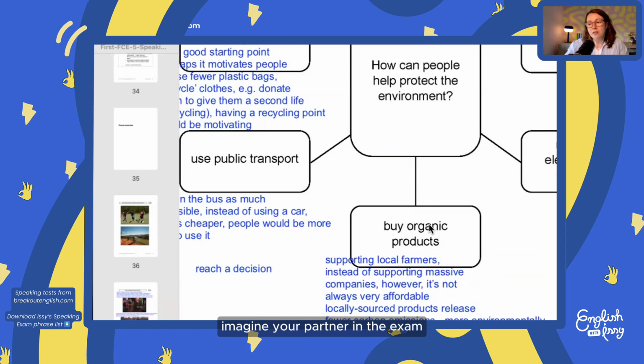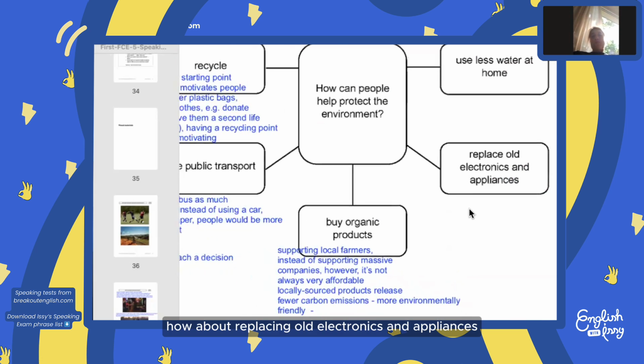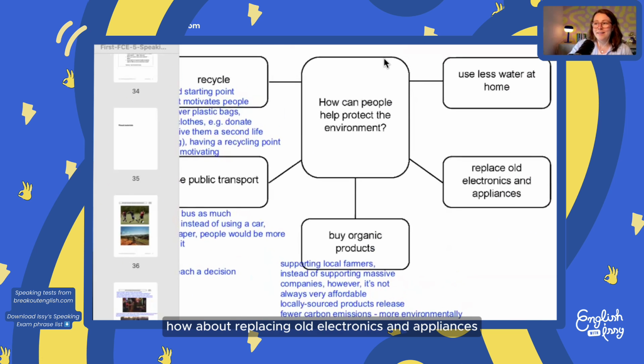This is really good because imagine your partner in the exam is really passionate about organic products and they're like, yeah, organic is the way to go because without organic products, we're killing the planet. And you might say, you know what? I agree with you to a certain extent, but if we're really talking about the health of the environment or protecting the environment, what really matters is locally produced food or locally sourced items instead of ones that have to travel across the world. So they don't have to be organic, but as long as they don't travel far, that's what's important. Okay. How about replacing old electronics and appliances?